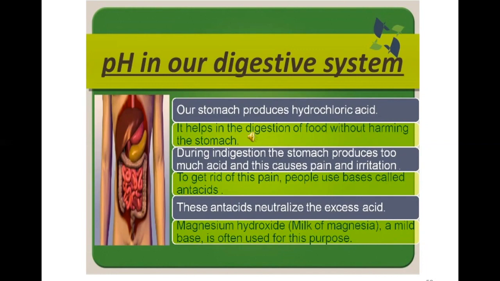कौन सा लेना है? तो Bisleri. Bisleri means not mineral water, it is a brand. So Digene is a brand over here, but the content you have to go for is magnesium hydroxide. It is called milk of magnesia. Okay.